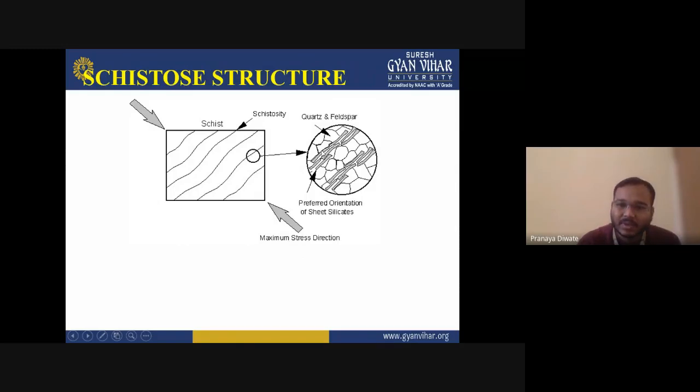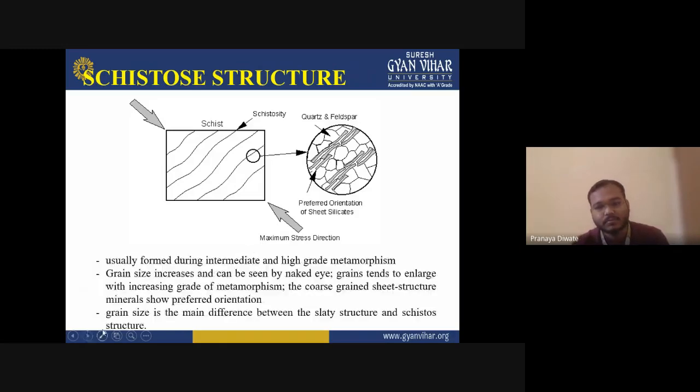In this condition, if you take this rock and zoom in, you can see that the minerals get aligned themselves in a particular direction. So this is your schistose structure.